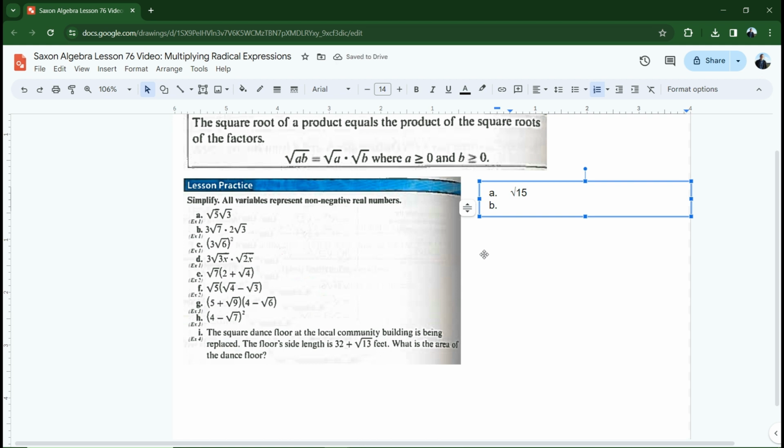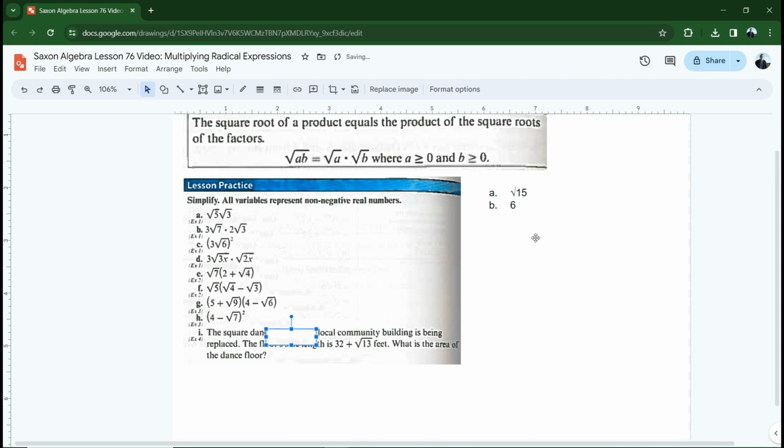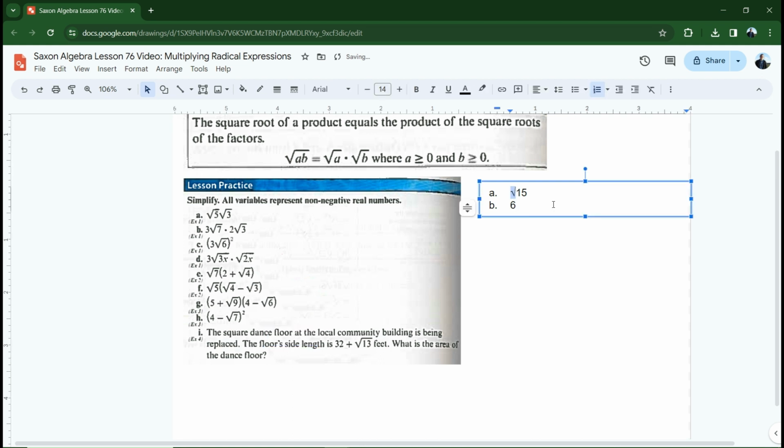On to letter B. Now, when I have one like this, where I have a number out in front and then a number under the radical, here's how we work these. I'm multiplying these together. Multiply the numbers in front. 3 times 2 is 6. Multiply the numbers under the radical and keep it under the radical. So that's going to be 7 times 3 is 21. Now we ask ourselves, does 21 have any perfect square factors? I can't multiply 9 to get 21. Can't do 4, obviously. So, nope, no perfect square factors. This is the simplified form of letter B.